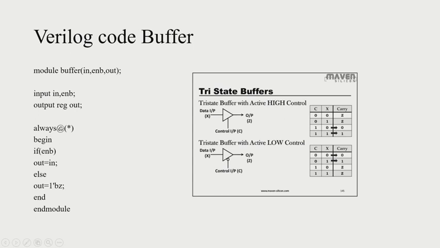Now ignore the wait time, because we have learned about this also in Verilog code. So how can we write the code for it? always @(*) means whenever any one of the variables changes, you have to execute this code, the code in between begin and end. What is in between begin and end? If enable is high, then output equals input, else output is equal to the high impedance state.